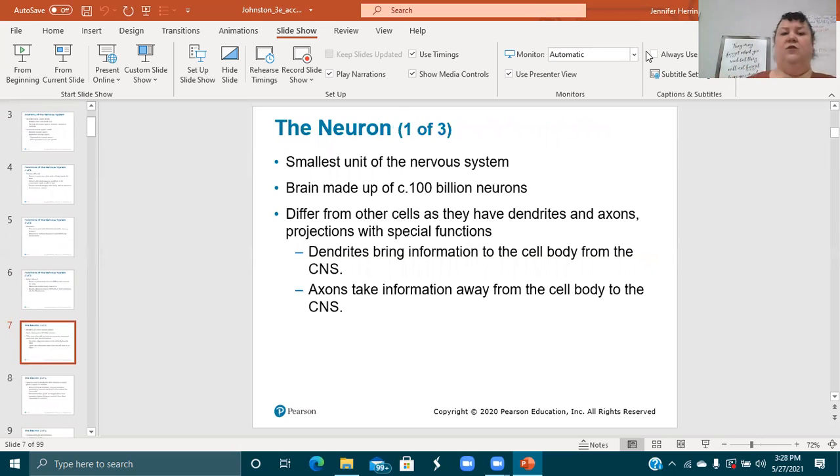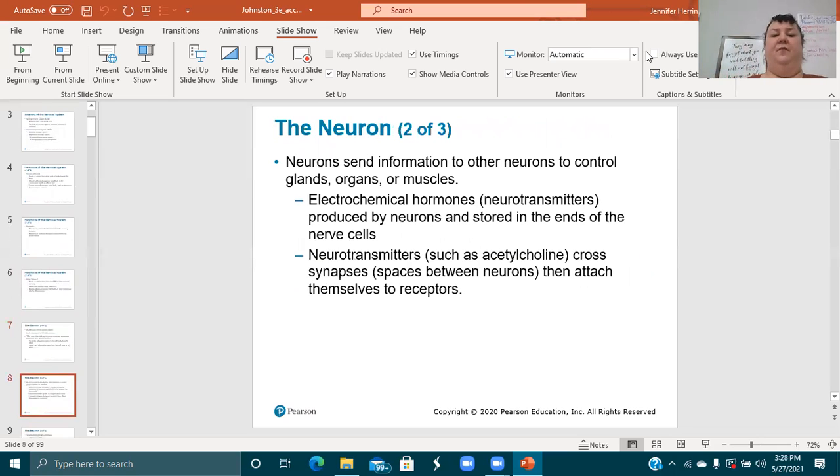So let's take a closer look at the neuron. This is the smallest unit of the nervous system. The brain is made up of about 1 billion neurons. They differ from other cells as they have dendrites and axons. These are projections with special functions. Dendrites bring information to the cell body from the central nervous system, and axons take information away from the cell body to the central nervous system.